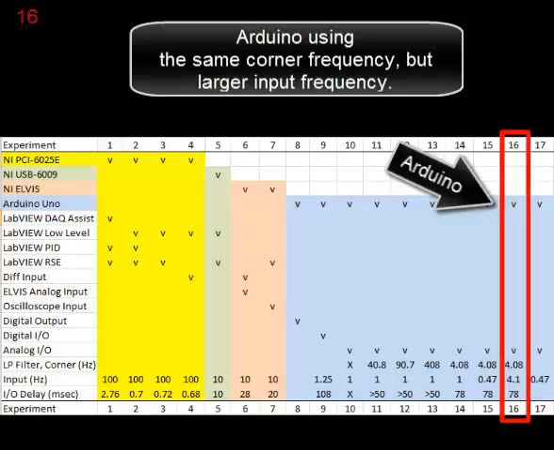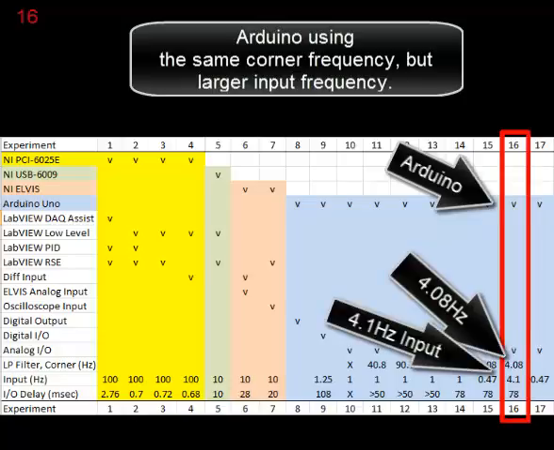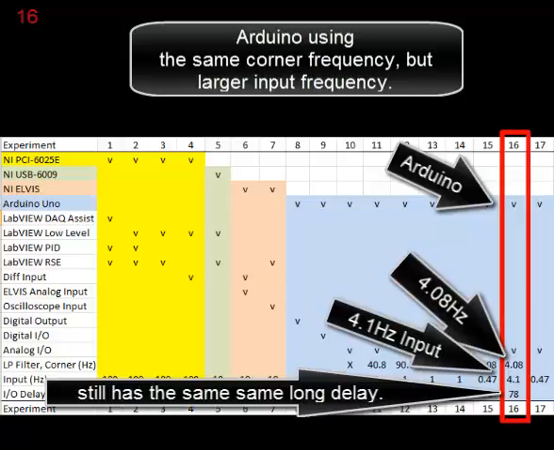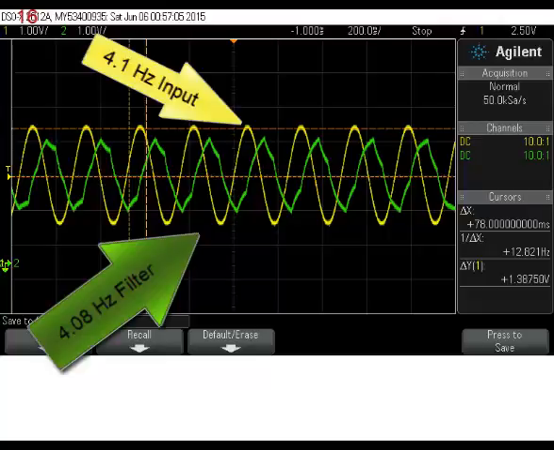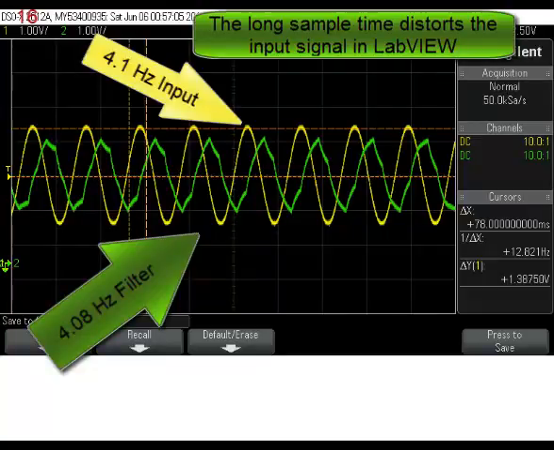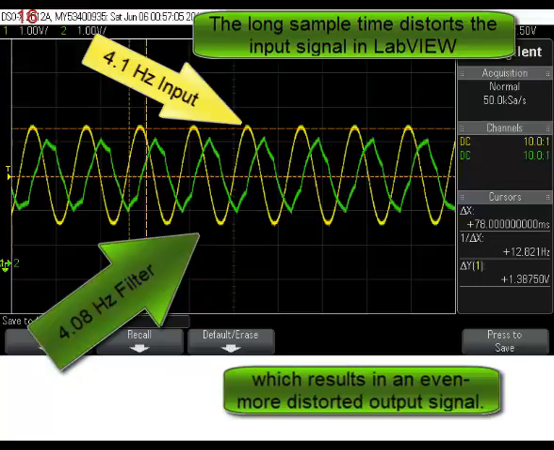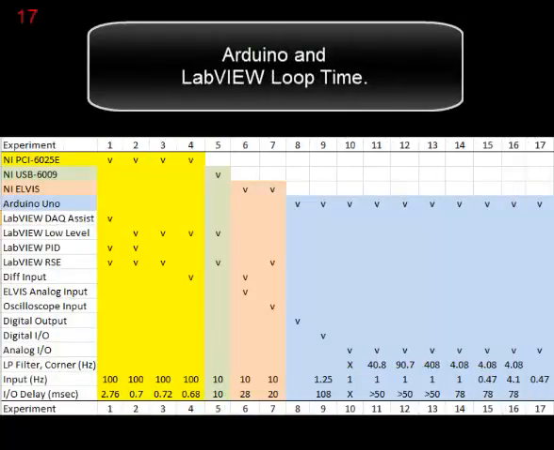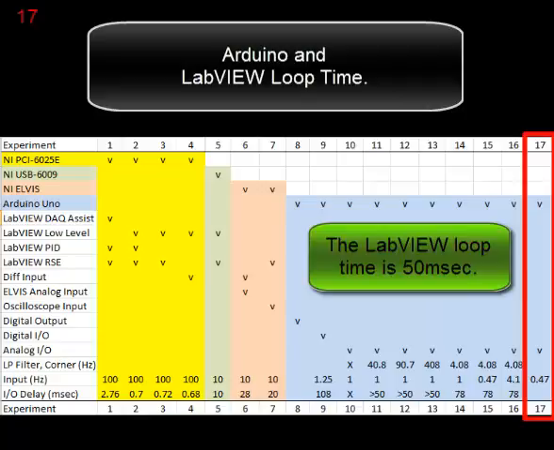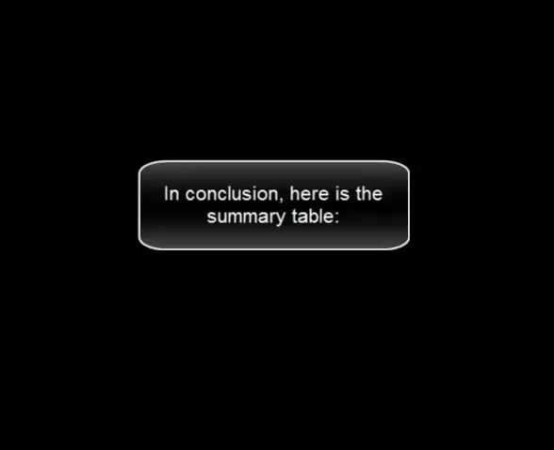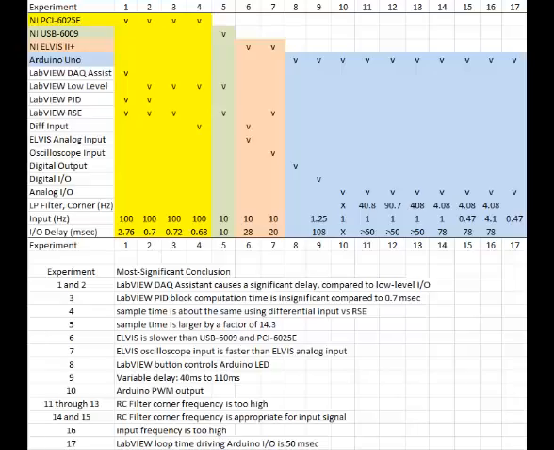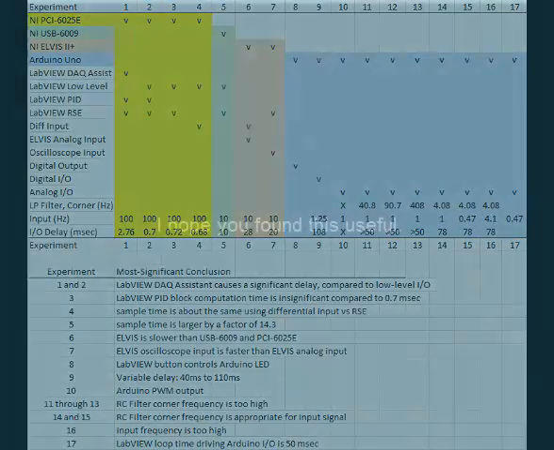Here's the Arduino using the same corner frequency but larger input frequency. Still has the same long delay. The long sample time distorts the input signal in LabVIEW, which results in an even more distorted output signal. And finally, the Arduino and LabVIEW loop time is measured at 50 milliseconds. In conclusion, here is the summary table. I hope you found this useful.